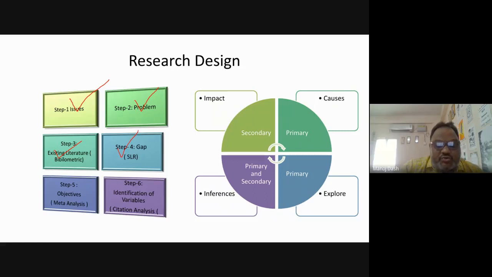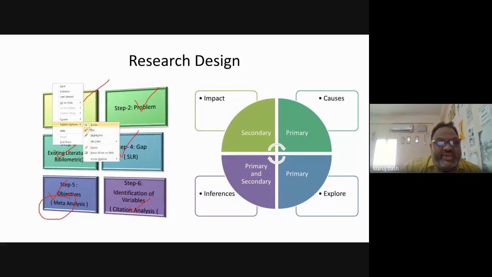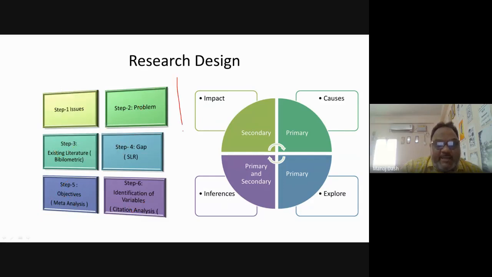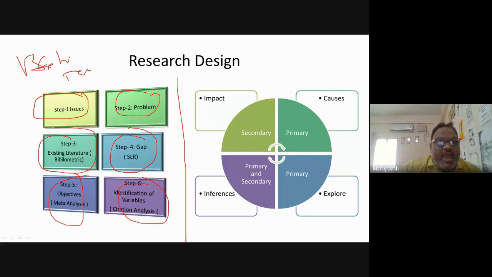Then step 4, to understand the gap, you should know SLR, structured literature review, which I will explain. Then to develop the objective, we apply meta-analysis. Then you go for identification of the variables, that is statistical analysis. So this is phase 1. If you are claiming that you are doing research in churn analysis or the telecom industry, you should know what the issues and problems are, and what the existing literature is through bibliometry. You should know the SLR, the meta-analysis in the particular area, and you identify the variables. This is the 6th step. This is the basic step any researcher should know. I will explain the concept.